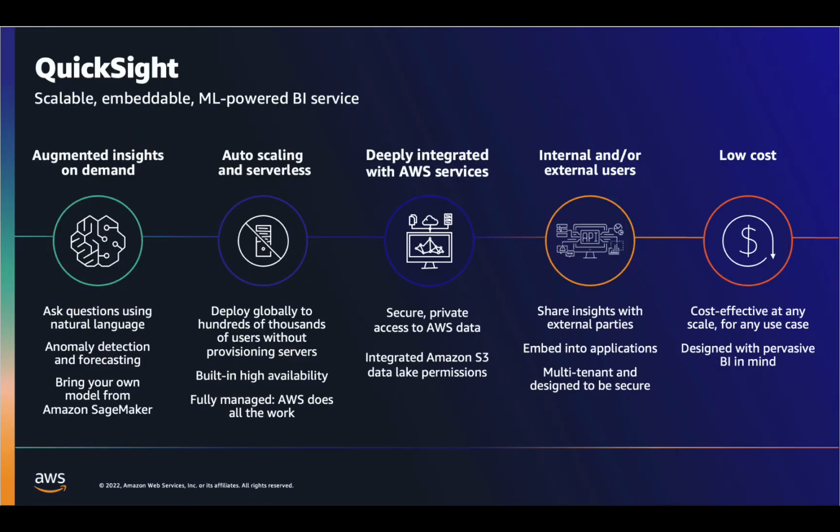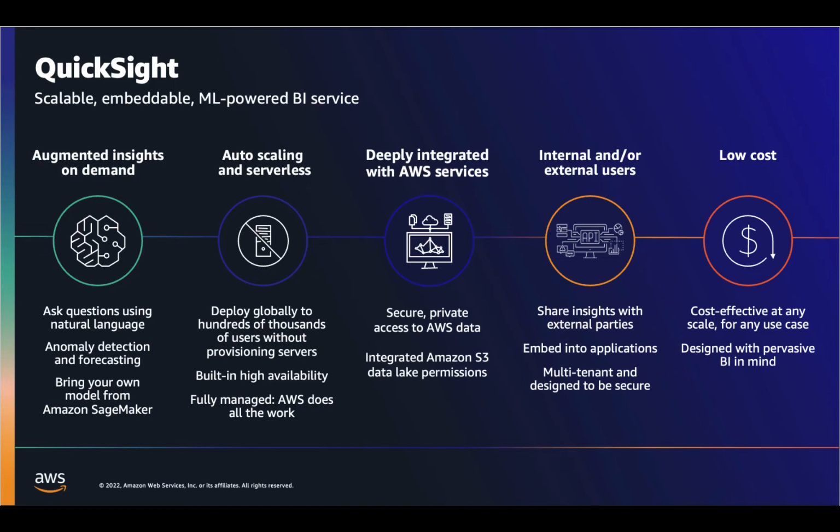There's quite a few benefits. First, you can augment your insights on demand using machine learning as well as natural language. It's auto-scaling and serverless. Like I mentioned, you don't need to worry about standing up hardware. It's deeply integrated with other AWS services, so you can bring in data from various places. You can even integrate with existing SageMaker models. It's embeddable for internal or external users. Let's say you are an ISV and you want to embed analytics within your application. You can do that using QuickSight very easily.